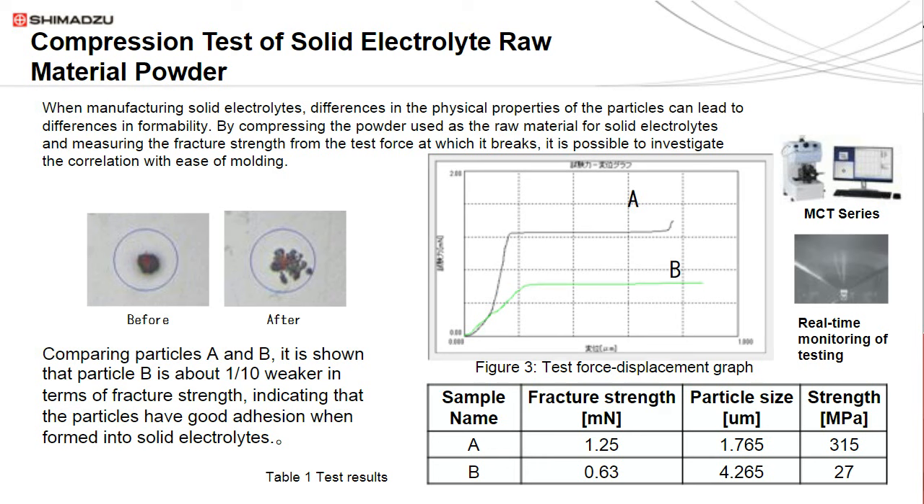By measuring the fracture strength, we can compare the correlation with the ease of molding of the electrolyte. Comparing particles A and B shows that the fracture strength of particle B was about a tenth of the value of particle A, which indicates that the particles may adhere well to each other during the molding process. And the changes in the particle sizes from the processing may also influence the performance of the battery after it's been made.